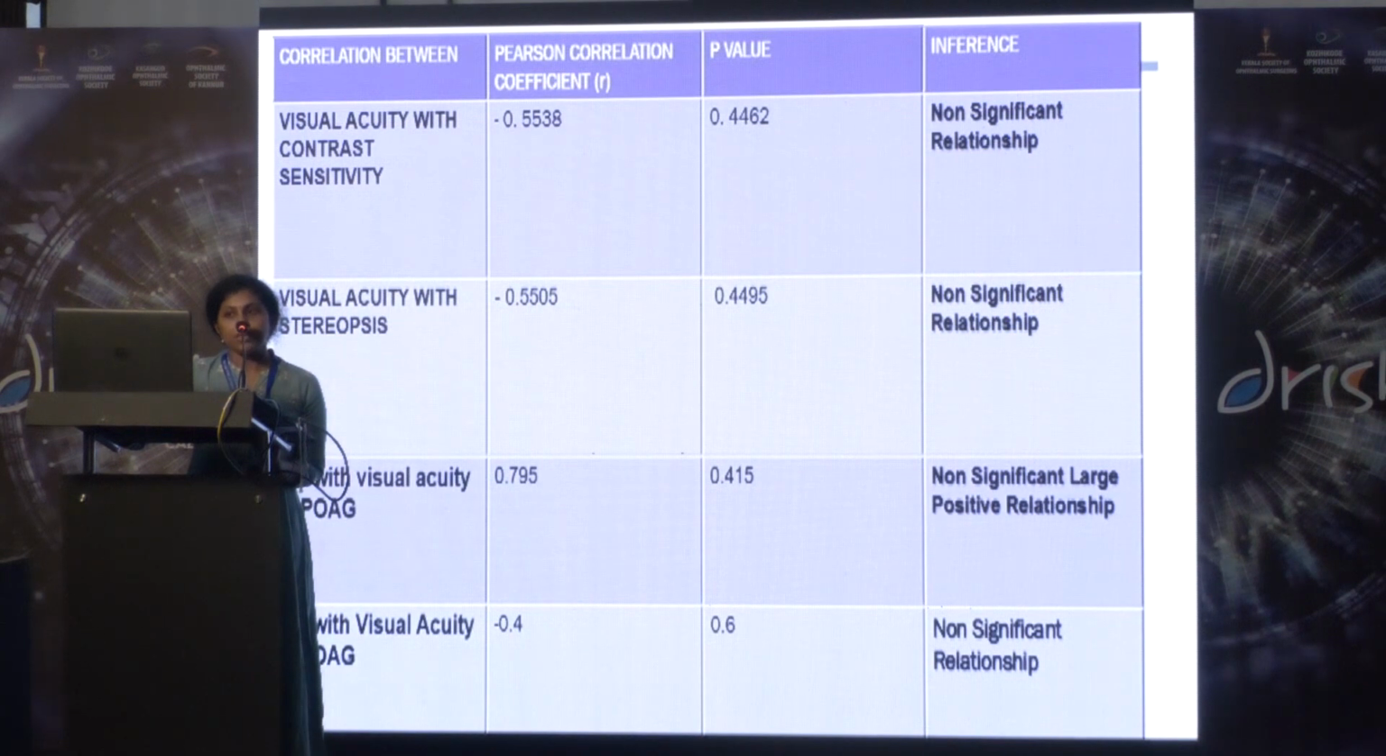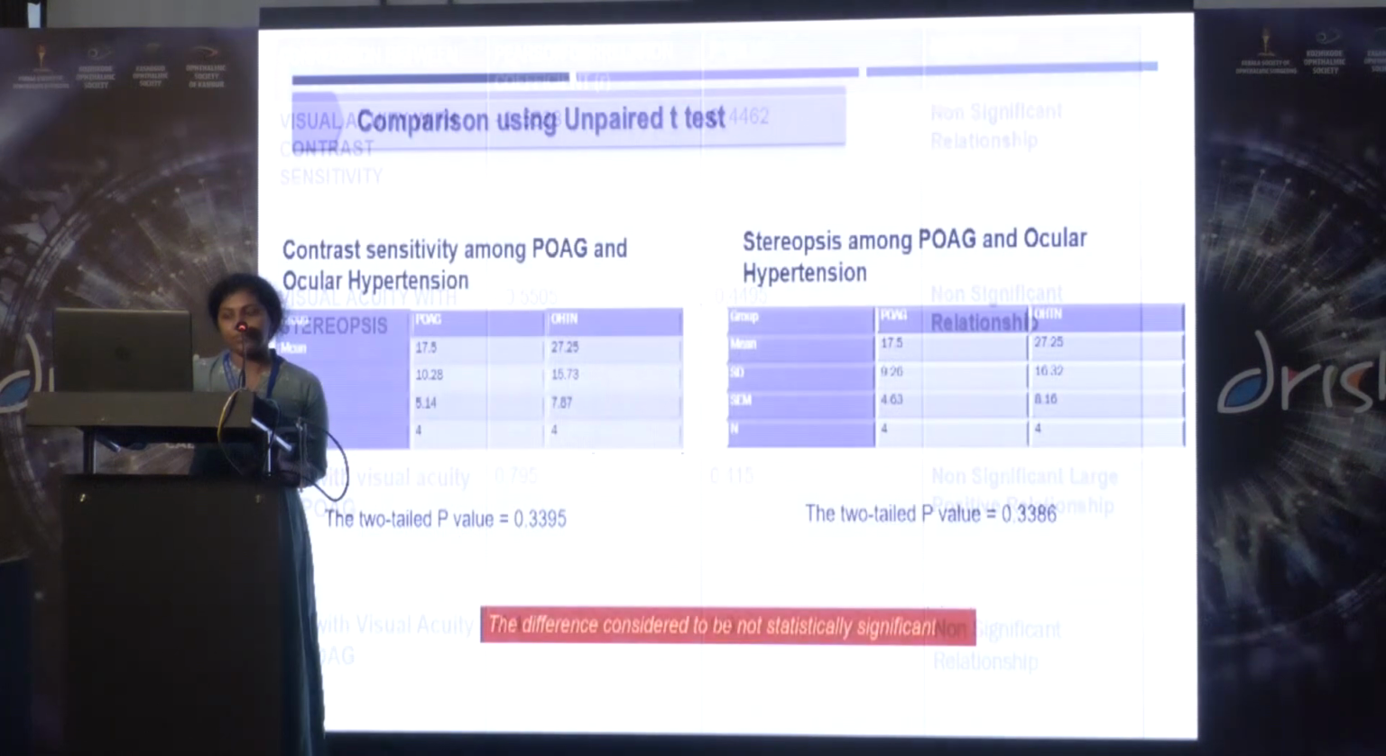Correlation of visual acuity with contrast sensitivity and correlation of visual acuity with stereopsis did not give a significant relationship. MD value correlation with visual acuity in primary open-angle glaucoma gave a non-significant large positive relationship. Visual field index with visual acuity in primary open-angle glaucoma showed a non-significant relationship.